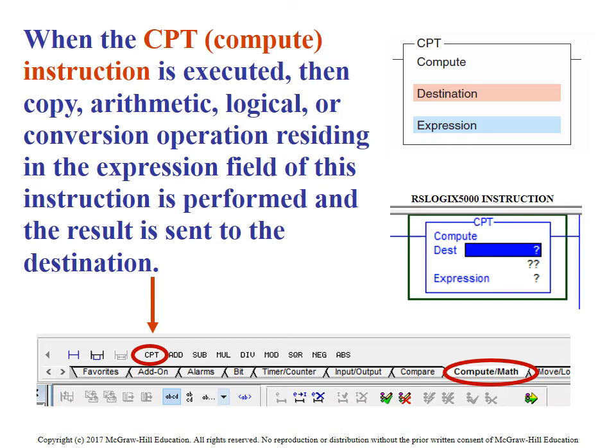So the first math instruction we're looking at here is called the compute instruction. What the compute instruction allows us to do is develop our own expression any way we want to do it. So we don't have to use a specific math function like add, subtract, or multiply, all these different blocks, to do a math function. We can do all those in one function. If we have to do an add, a subtract equation, and a multiplication, division in there, we can do it all in one.